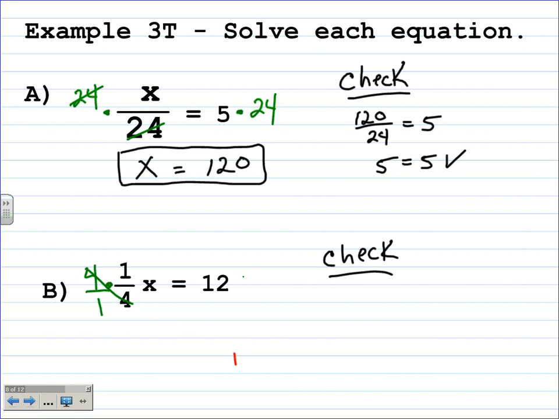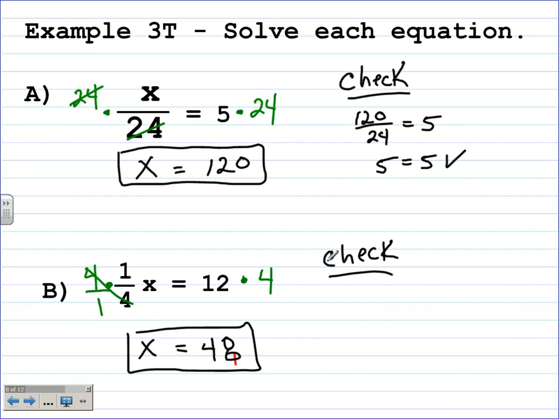The 4's will divide out, cancel, and become 1, leaving all 1's. So we have our variable x isolated with a coefficient of 1, and simply we have to do 12 times 4 to give 48.